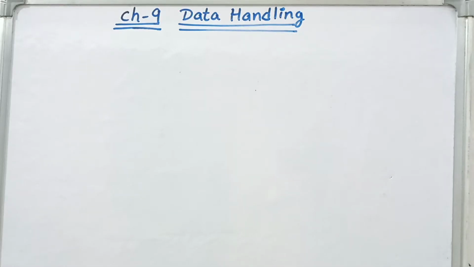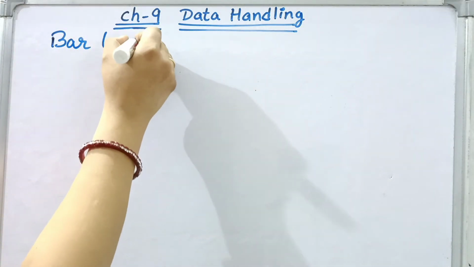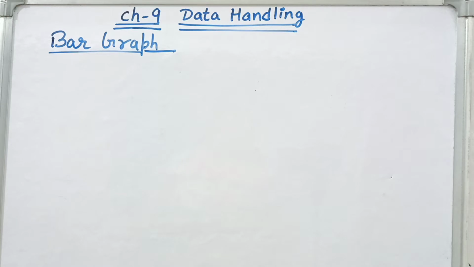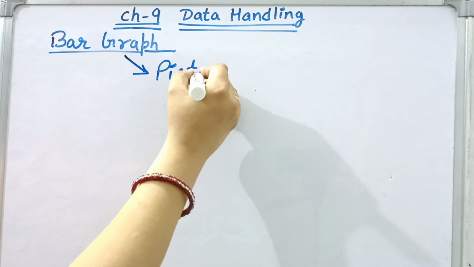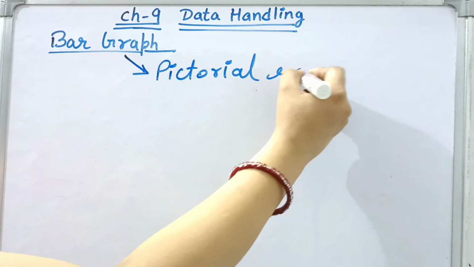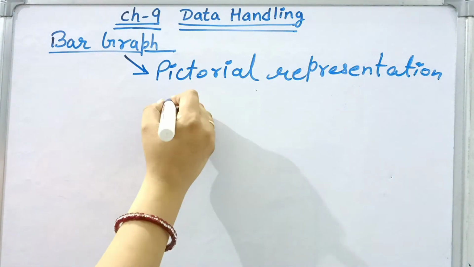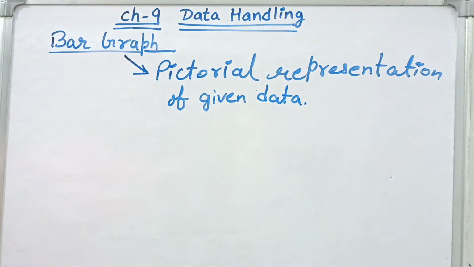Our second graph is bar graph. So today we are going to understand how we can read a bar graph. But before that, let us understand what is the meaning of bar graph. As it is already told to you that graph is a pictorial representation of any given data. Now how does a graph look like?